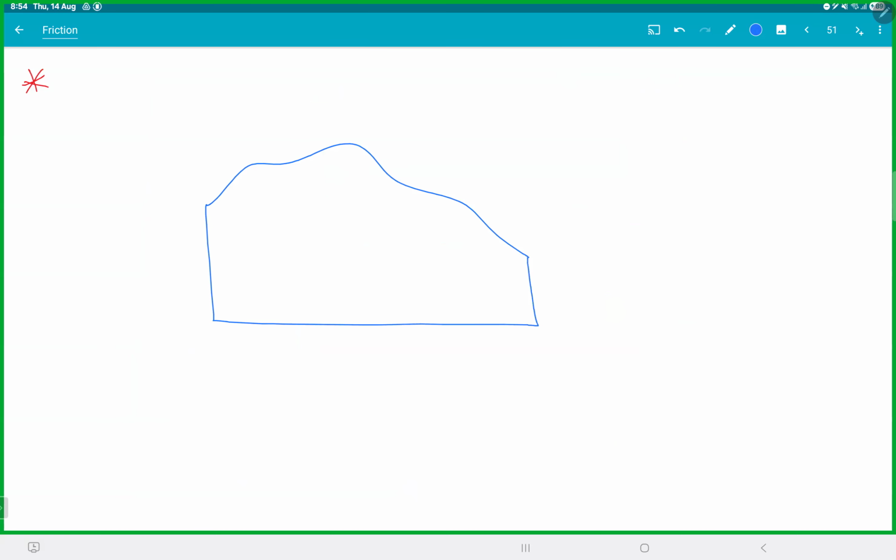Let's say if you have some weird shape like this. This is L. This is H2. This is H1.